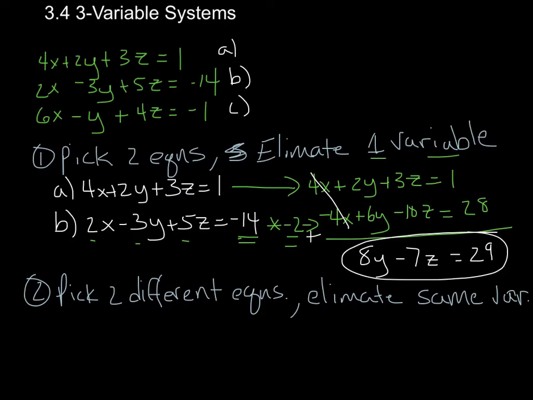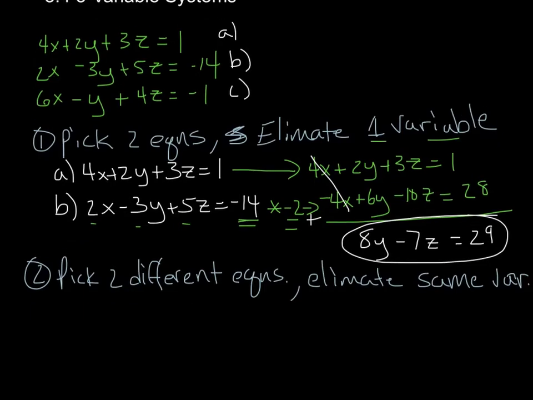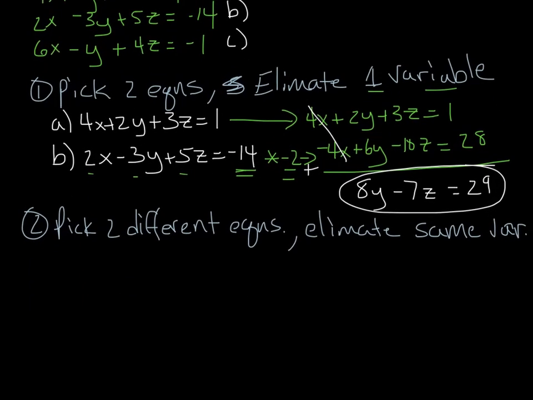Now, okay, when I say pick 2 different equations, what do I mean? Well, before I picked equation A and B. So I picked the first one and the second one. All I'm saying is for step 2, I can't pick A and B again. I could still use A and do like A and C. I could do B and C, but I can't do A and B. So for this one, I think I'll pick B and C.